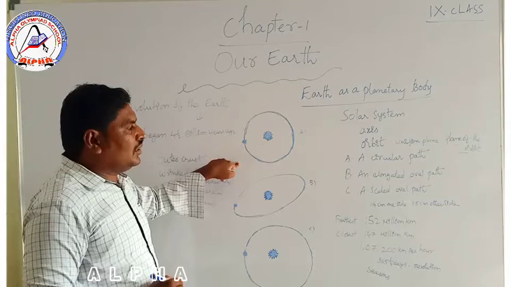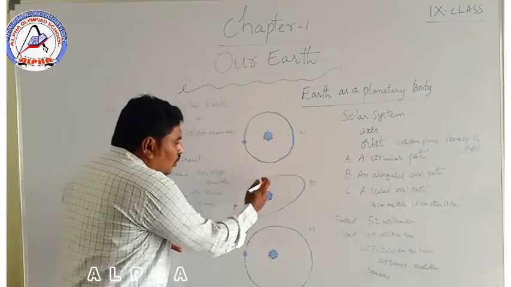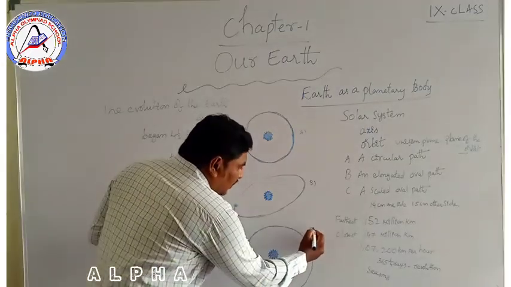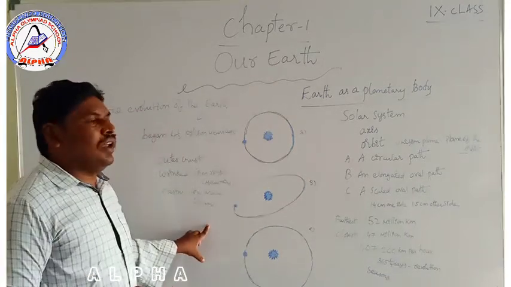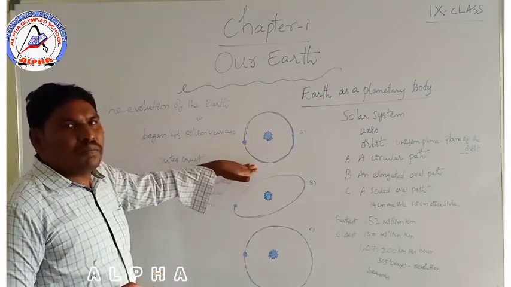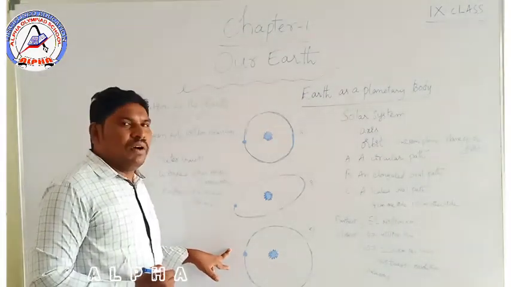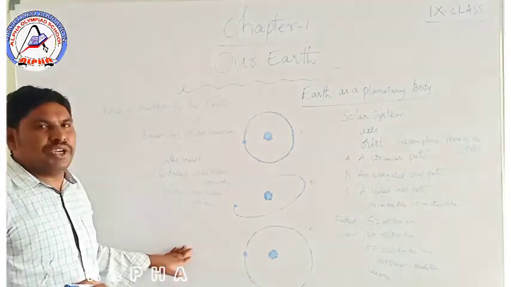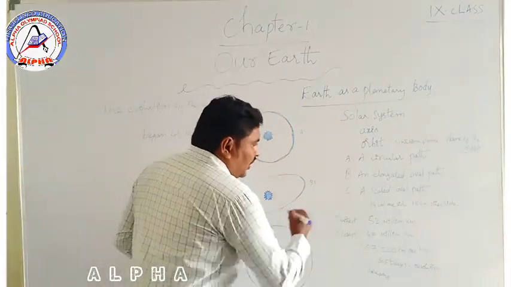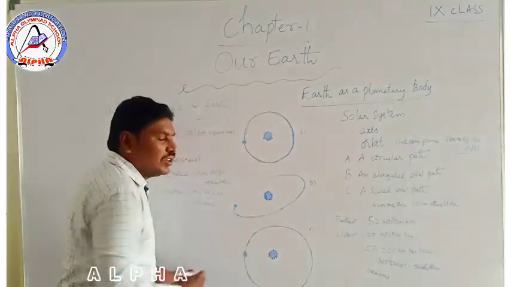First one, a circular path. Second one, B, an elongated oval path, oval like an eggshell. Third one, C, a scaled oval path. When you observe these three pictures: first, a circular path; second, B, an elongated oval path; third, C, a scaled oval path. When we compare the three pictures, C is the nearest. When you observe this picture, the sun is in the middle and the Earth moves along this orbit, the definite path of the Earth.